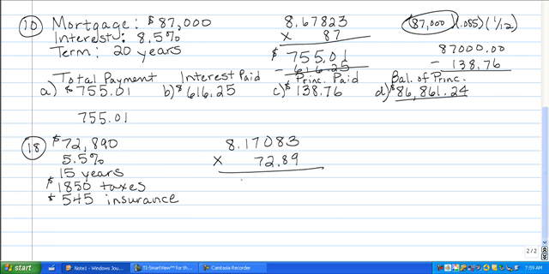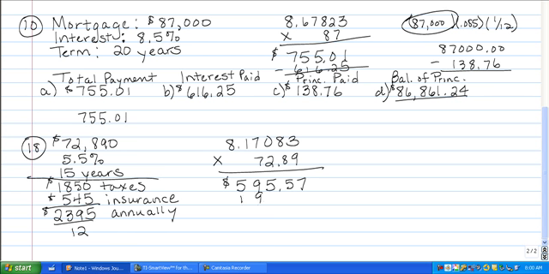Now, let's separate this off. Let's find the total for the taxes and the insurance. Plus $545. For the year, we're paying $2,395. So I needed to divide that amount by 12. And I'm getting $199.58. So that's how much I have to pay a month.